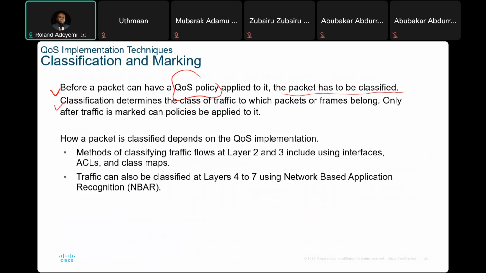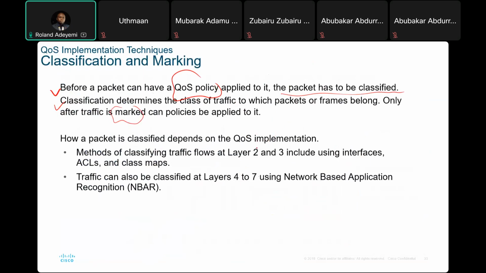Classification determines the class of traffic to which a packet or frame belongs. Take note of that: I will classify, I will mark. Only after I have classified and marked can I apply a policy to it.